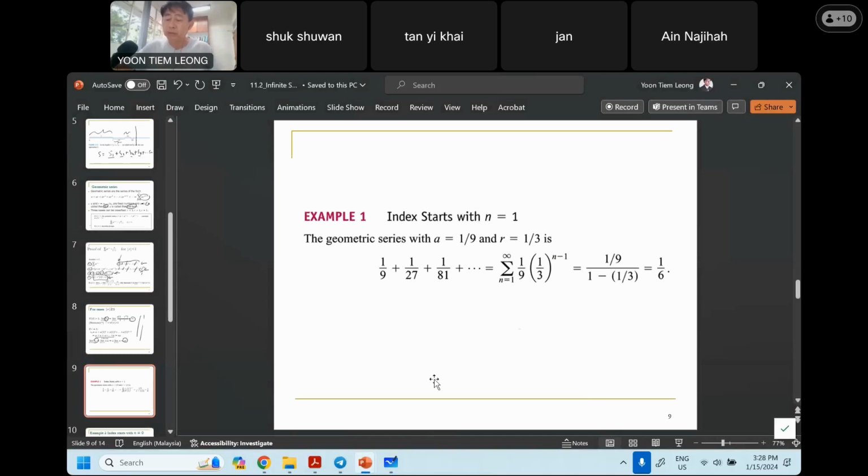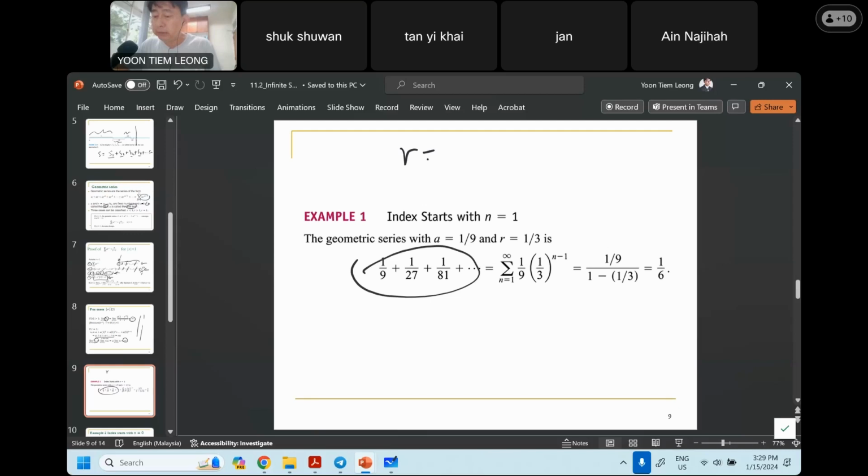Then you can easily answer these questions by looking at this infinite series. So this infinite series is a sum of all the terms of 1 over 9 plus 1 over 27, and so on. If you look at this series very carefully, each of the terms here can actually be expressed in the form of a geometric series.